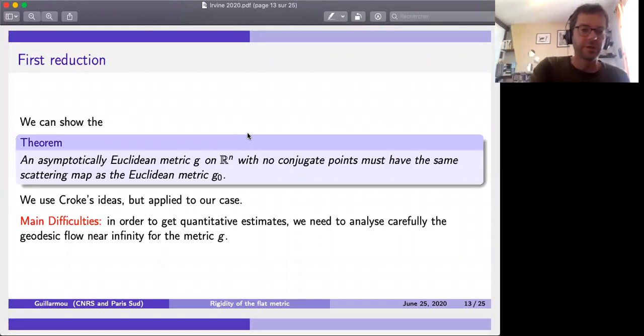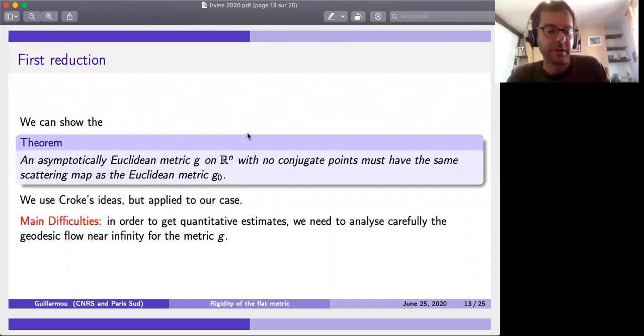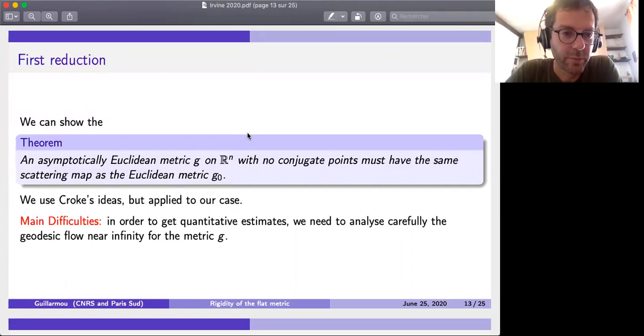So the first reduction in our proof is to transfer the fact that a metric has no conjugate point and is asymptotically Euclidean to something about the scattering map. So here is what we show. We show that if you have an asymptotically Euclidean metric G on R^n, and you assume it has no conjugate point, then it must have the same scattering map as the Euclidean metric. So how to prove this? That's the first step of the proof.